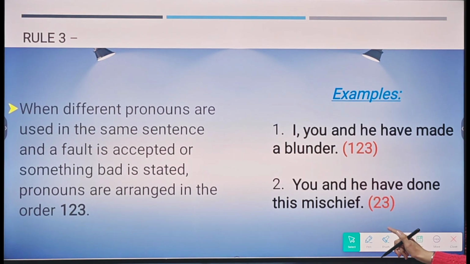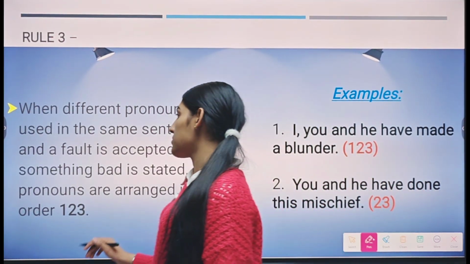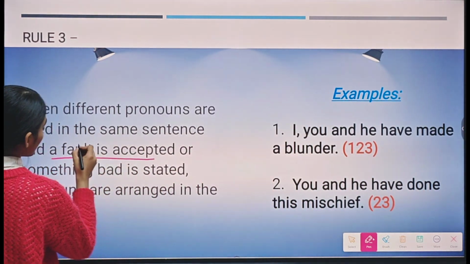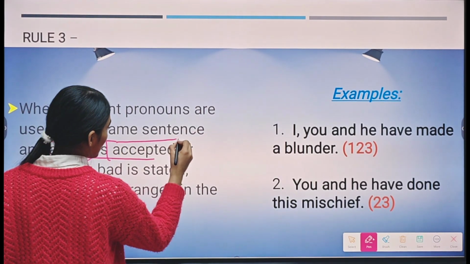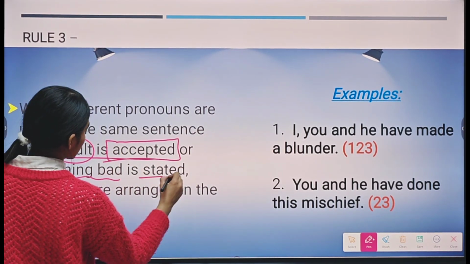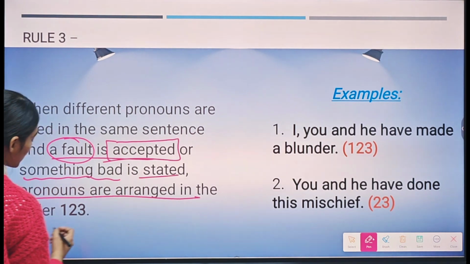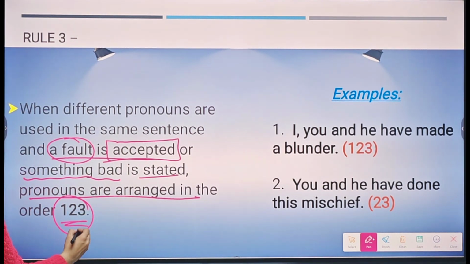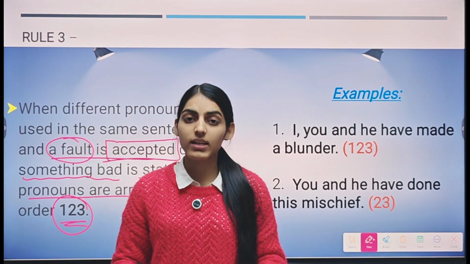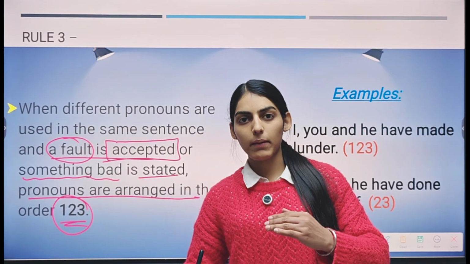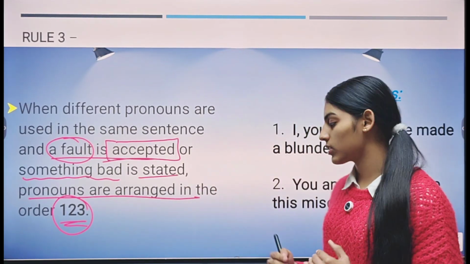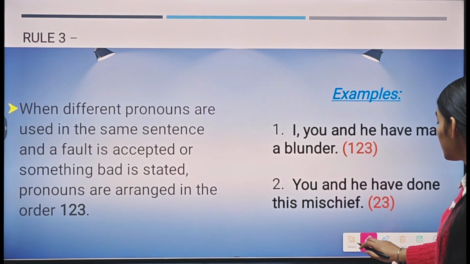Rule number 3 says, when different pronouns are used in the same sentence and a fault is being accepted, or something bad is stated, then the pronouns will be arranged in the order of 1, 2 and 3. Good manners are that when there is a blame, we put ourselves first, then others. Now let's see the example that we have.